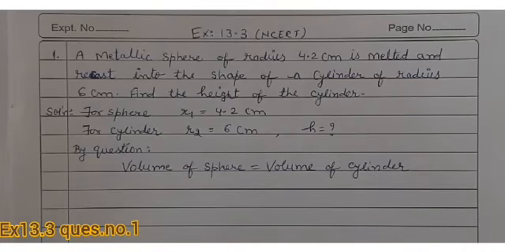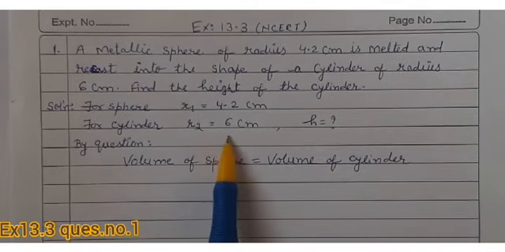Now, new question: a metallic sphere of radius 4.2 centimeter is melted and recast into the shape of a cylinder of radius 6 centimeter. Find the height of the cylinder. One new thing: one sphere is melted into a cylinder. What is given for the sphere? The radius is given, 4.2 centimeter. And for the cylinder, the radius of the cylinder is given, 6 centimeter.